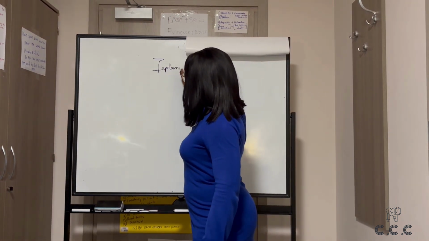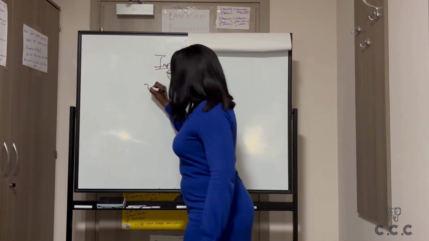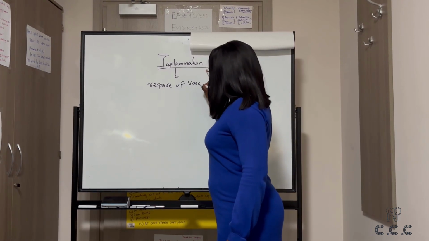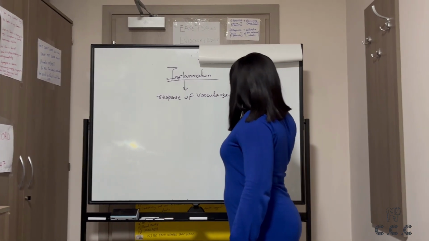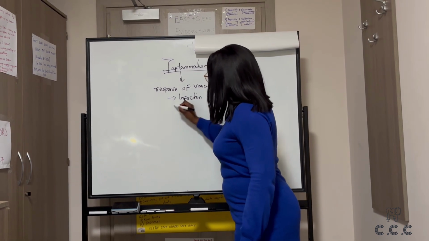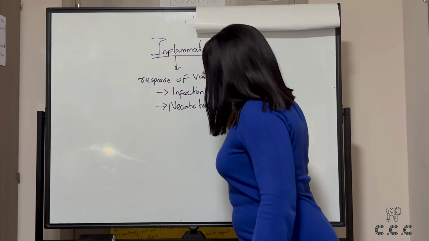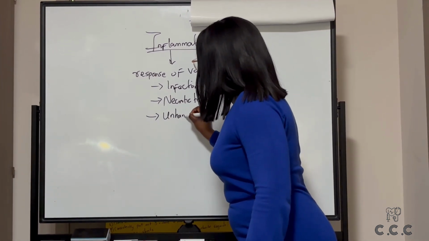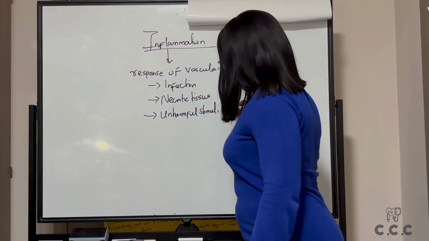Inflammation, what does this mean? Simply put, inflammation is the response of vascularized tissues to number 1, infections, number 2, necrotic tissues, and number 3, we have unharmful stimuli like allergens. Example, allergens.